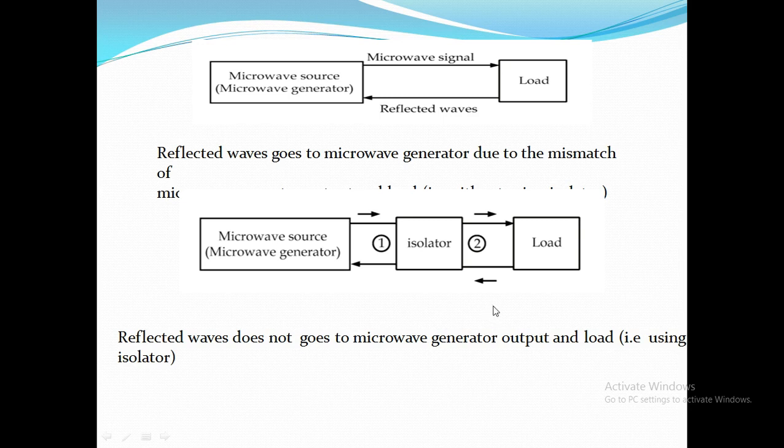Here this is the microwave source, microwave signal, load. These are the reflected waves. Here the reflected wave goes to the microwave generator due to mismatch of the microwave generator output and load, without using an isolator. Once we use the isolator here, the reflected waves do not go to the microwave generator.